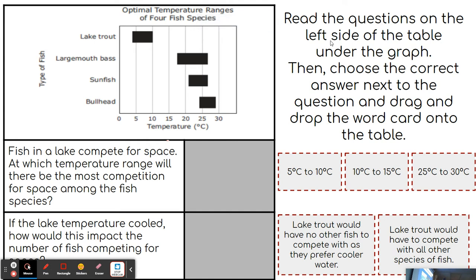Let's read the questions on the left side of the table under the graph and then choose the correct answer next to the question and drag and drop the word card next to the table. So, fish in a lake compete for space. At what temperature range will there be the most competition for space among the fish species? So here's your temperature range on the x-axis and your type of fish on the y. Here you can see that all three fish are located in the temperature range of 25 to 30. So that's where you're going to have the most competition.